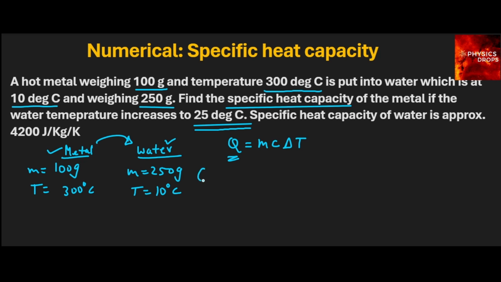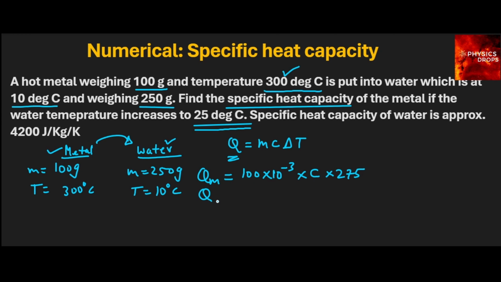Now first let's calculate the energy from the metal side. Let's call it Qm. Mass is 100 gram, so we convert to kilogram: 100 times 10 power minus 3. Specific heat capacity of metal C is what we need to find out. Let's keep it as C. The change in temperature: initially the metal was at 300 degrees Celsius, then it drops to 25 degrees. Both water and metal are at 25 degrees Celsius. The change is 300 minus 25, which is 275.